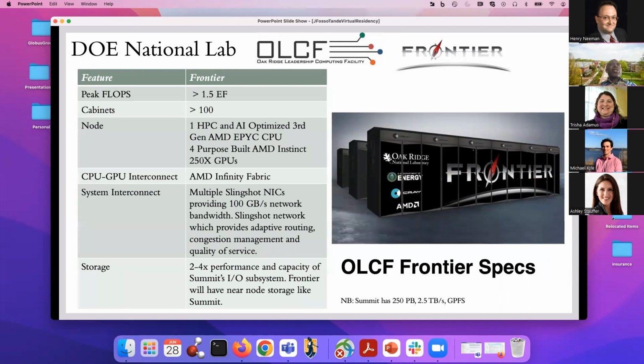Frontier is going to have much better performance than its predecessor, Summit. Summit is still running, but I think they're going to be retiring it soon. For example, storage performs 2 to 4 times better than the Summit IO subsystem. It has AMD Infinity Fabric, more than 100 cabinets, and more than 1.4 exaflops.